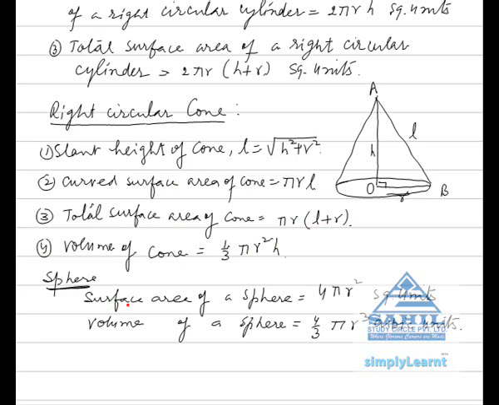Sphere. Surface area of a sphere is 4 pi r squared square units. Volume of a sphere is 4 by 3 pi r cubed cubic units.